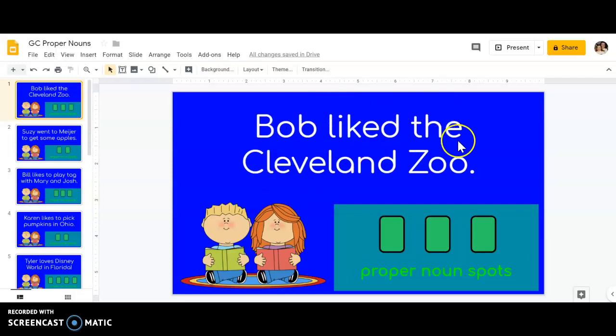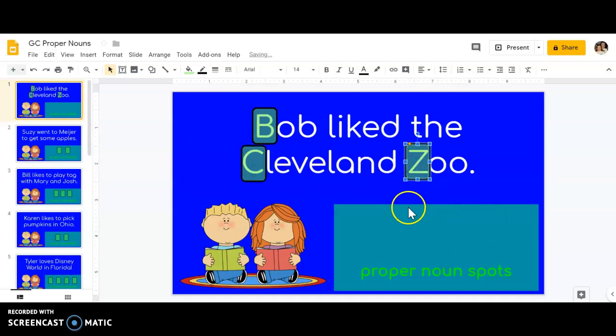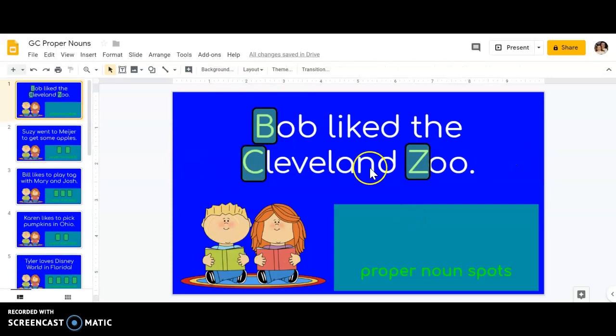Bob liked the Cleveland Zoo. There are 3 proper nouns in this sentence because I have 3 proper noun spots. I'm going to click them and drag them to the proper noun capital. I know Bob is a proper noun because that's the name of a person. And I know Cleveland Zoo is the name of a proper noun because that's a place. So then that shows that there are 3 proper nouns in this sentence. Bob liked the Cleveland Zoo.